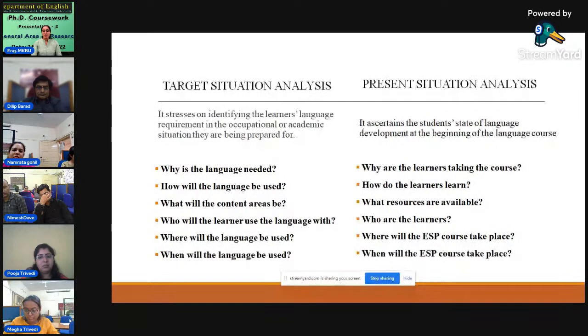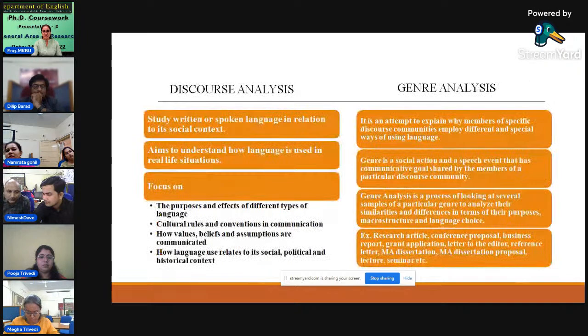Present situation refers to the present condition of the learners. There we can ask questions like: who are the learners? Are they young learners or adult learners? What resources are available to them to learn the language? How do they learn the language, and why are they taking this course? These are some questions which help us to analyze the target situation as well as the present situation.